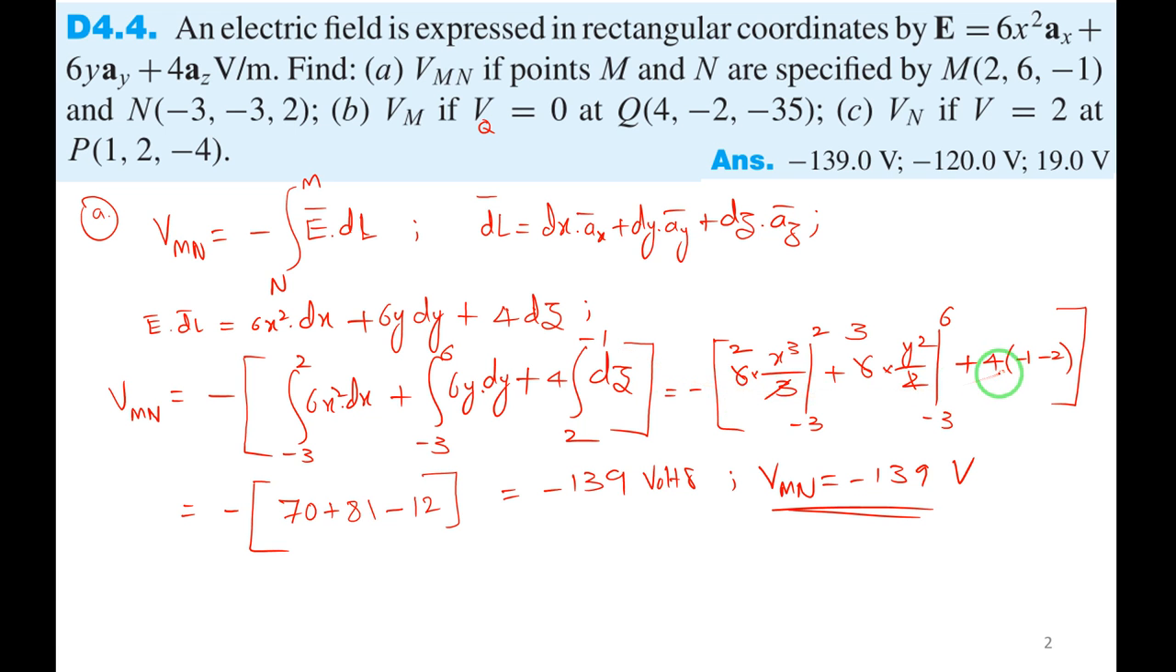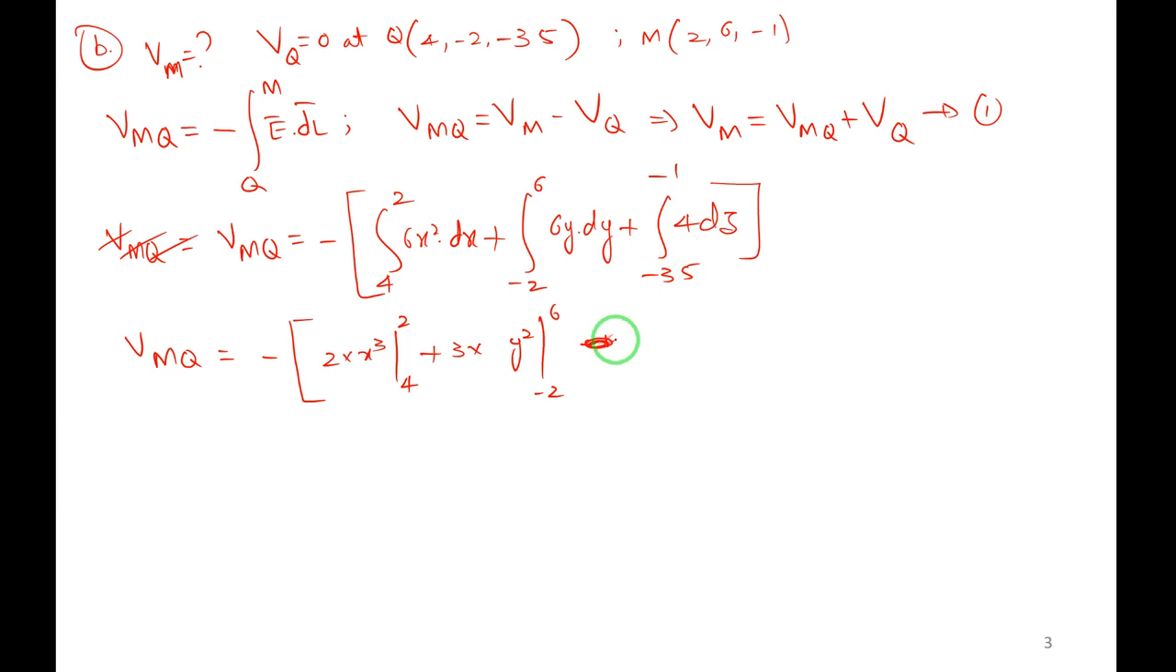Sorry, we will have to integrate this. If I am making mistakes, please unmute yourself and speak to me, right. So plus 4 into the integration of z, upper limit minus lower limit, minus 35 to minus 1. Or else it would be better you integrate it directly, instead of doing all this circus. What I will be getting, upper limit is 2 cube minus lower limit is 4 cube, so I am getting minus 56 here, minus 56 into 2 into 2, so I am getting it as minus 112.